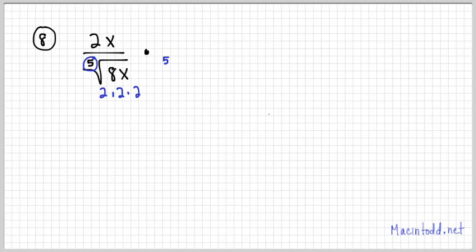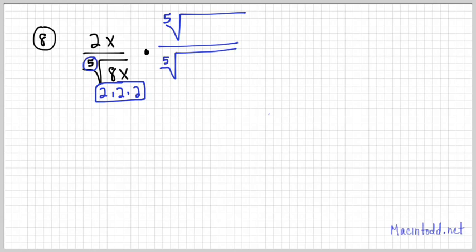To do that, I have to multiply by the 5th root of something. If I look at the denominator, it's got 3 2's multiplied together, so I need another pair of 2's to give me a total of 5 2's multiplied together. I've got 1 x, so I need 4 more x's. And I have to do the same thing to the top: 2 squared x to the 4th.